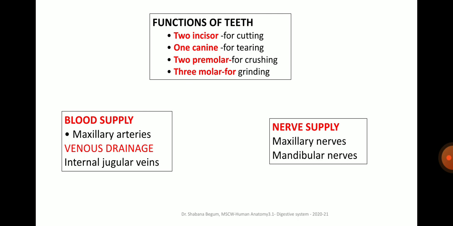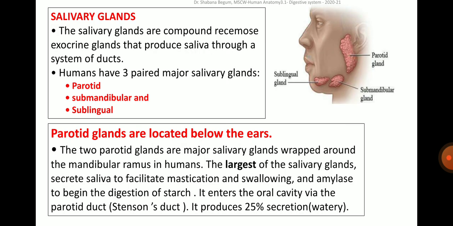Fine. Apart from that, the last part of the digestive system for today's class is the salivary glands, which I am going to explain now. As you have studied about the salivary glands in your lower classes, these are compound racemose glands, which are exocrine glands and produce a secretion called saliva through a system of ducts.